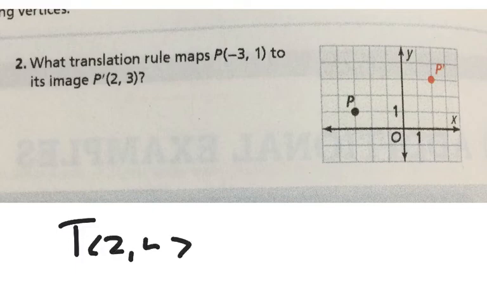Translation 2, 5, like this. So let's see, from P to P prime. The 2 means I go where? No, the first number goes left to right. So this means you're going right 2 and up 5. No. Remember, it's just like my X and my Y. Okay, so this should be 5 and 2.